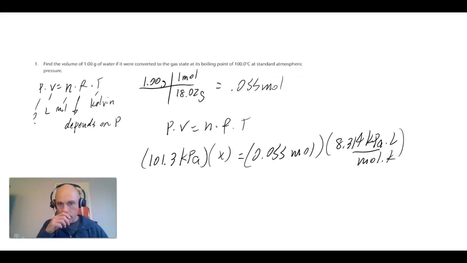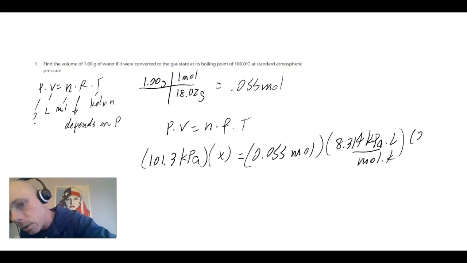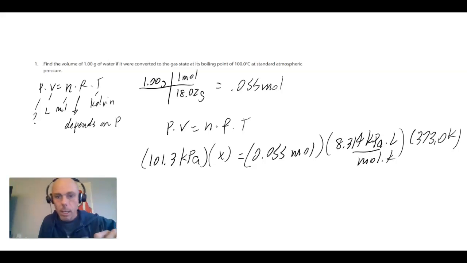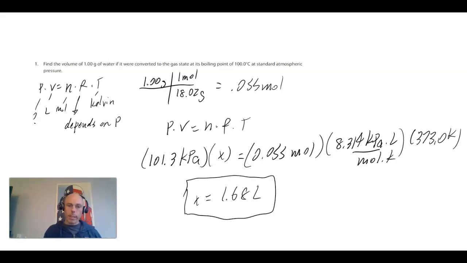And then I've got to put the temperature over there. I'm given the temperature of 100 degrees Celsius, but remember we've got to convert all temperatures in all gas laws to Kelvin. To convert Celsius to Kelvin, you add 273 to Celsius. 100 plus 273 is going to be 373.0 Kelvin. So we solve for X, divide both sides by 101.3 kilopascals, and we get a final answer of 1.68 liters.